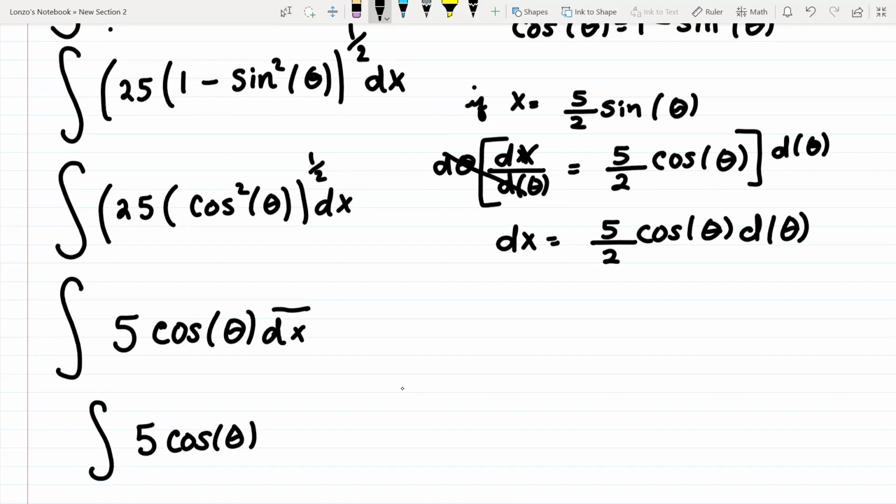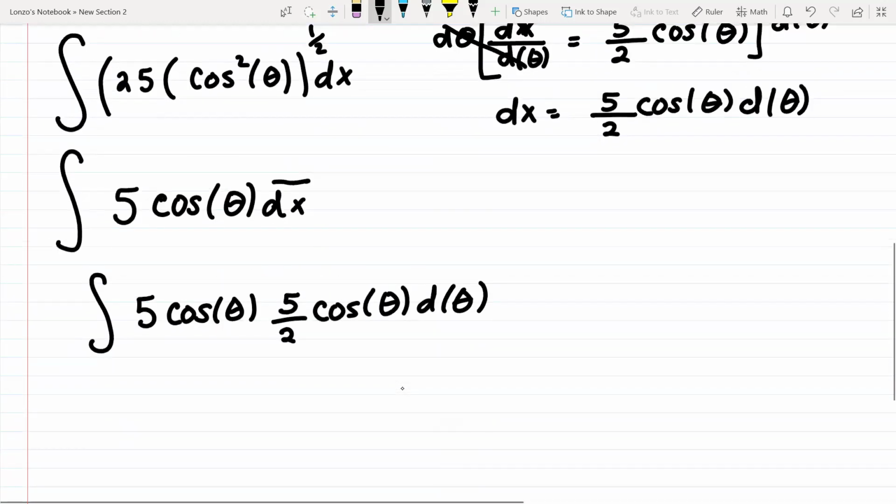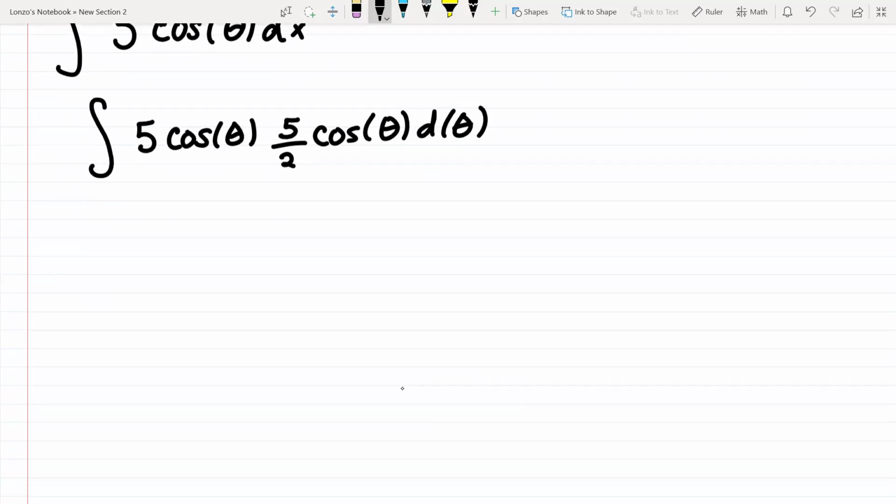So dx is going to be 5/2 cosine theta d theta. Okay, and then what we can do is we could take out this constant, this 5 times 5/2, which is really 25 halves. I'm going to take it out. And then you have cosine theta and cosine theta, which is cosine squared theta d theta.